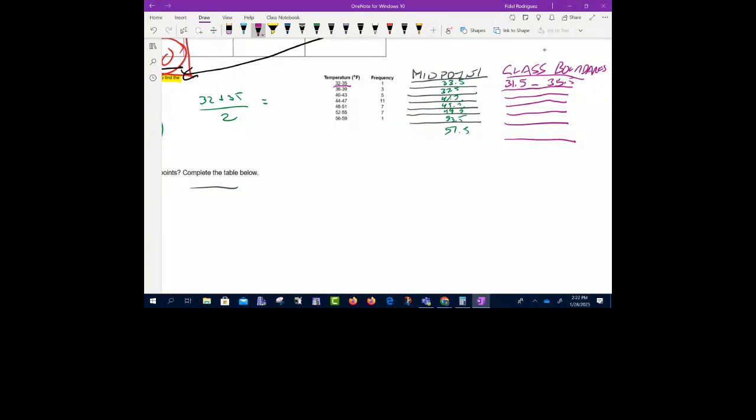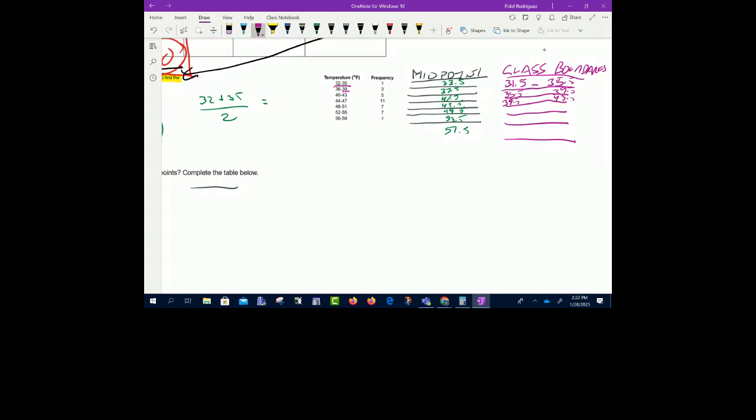Now my lower boundaries and my upper boundaries are going to overlap. What I mean by that is if this upper boundary here is 35.5, the next one on the lower boundary will also be 35.5. And if this upper bound right here was 39, then that is going to be 39.5, right? I'm just adding a half to each of the upper bounds and subtracting a half from the lower ones.